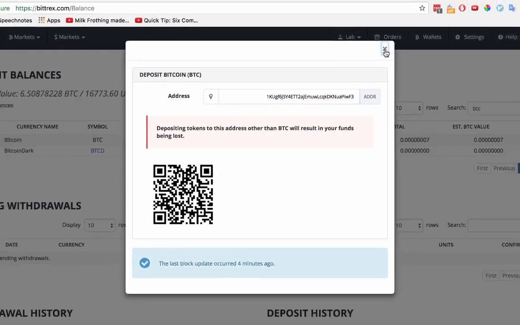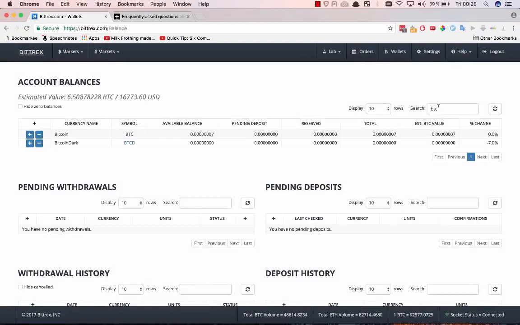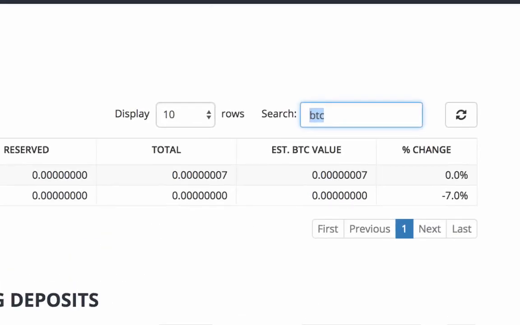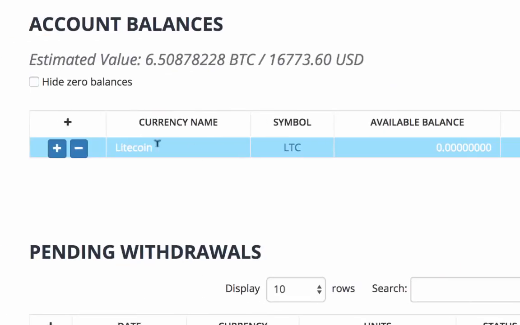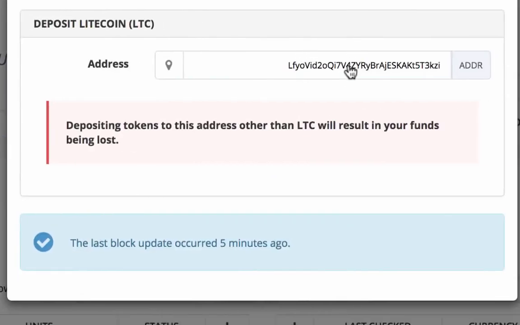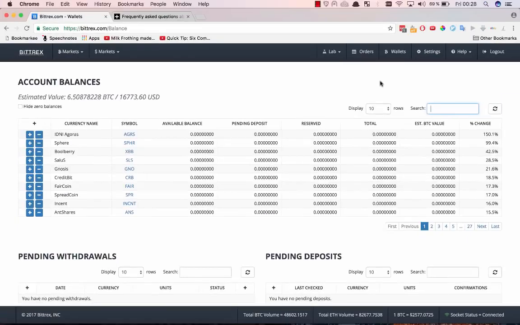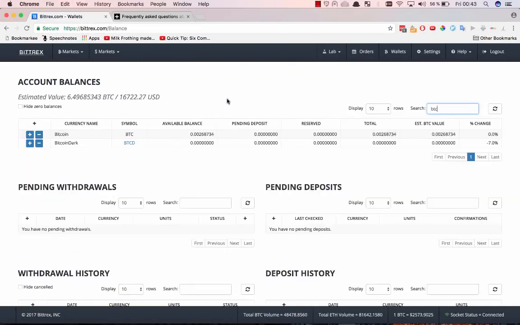Now for those of you who are going to be depositing with something else, for example Litecoin, you type in LTC, and there we have the two options again, to deposit or withdraw. Click on deposit, and there's the address to deposit to. Once you've done that, your balance will show up. So now I've added a little bit of BTC for our demonstration purposes.